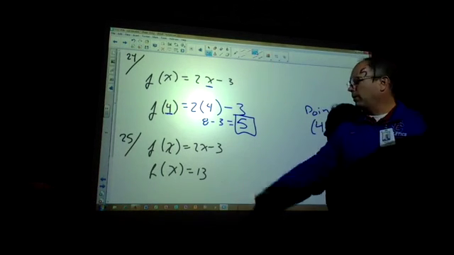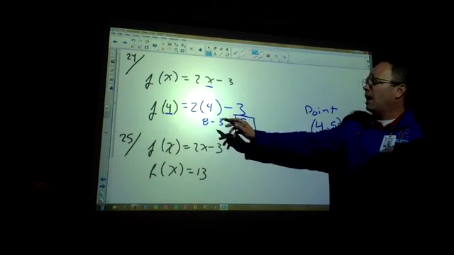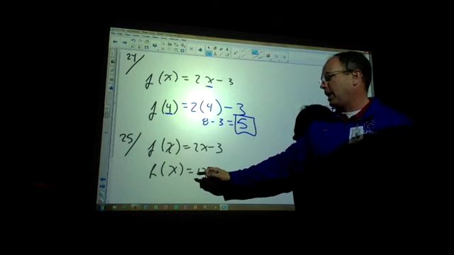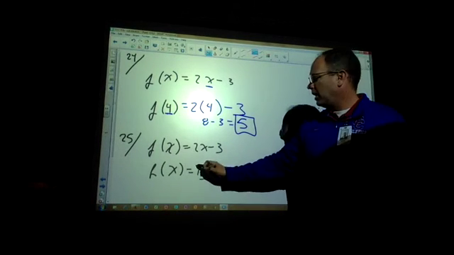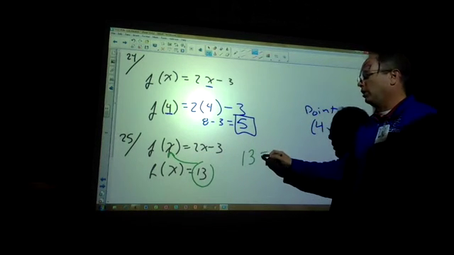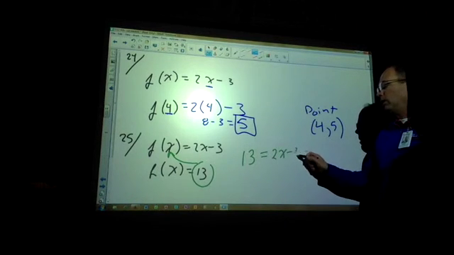What about this second problem, 25? F at x equals 2x minus 3, and then we know that function at x is equal to 13. Am I plugging 13 in for our x value? No. Notice up here, I plugged 4 in because this was function at 4. This is still function at x. So where should this get plugged into? Right here. So I get 13. Notice it's not function at 13, it's just 13 equals 2x minus 3.